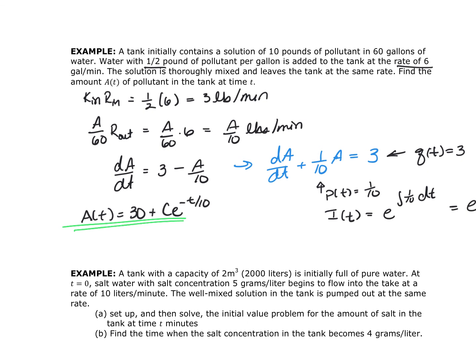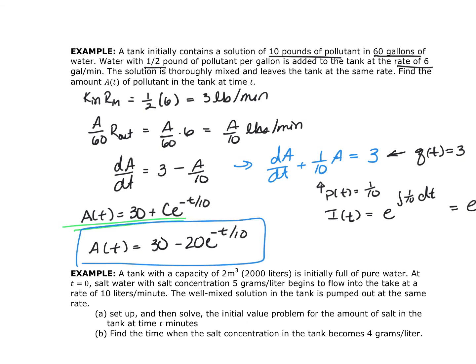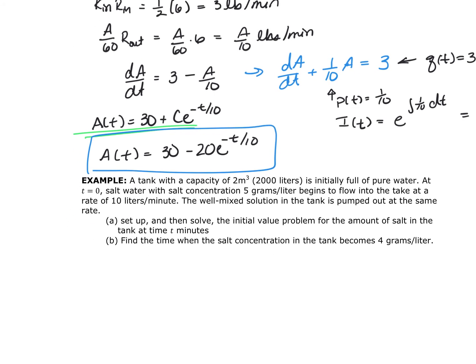Now, we also know that the tank initially contains 10 pounds of pollutant at 60 gallons, so I can now figure out what my initial C is, and I'm going to put in 10 pounds of the pollutant at 60 gallons of water. Solving, I get A(t) is equal to 30 minus 20 e raised to the negative t divided by 10. And this is my answer, given the initial value.